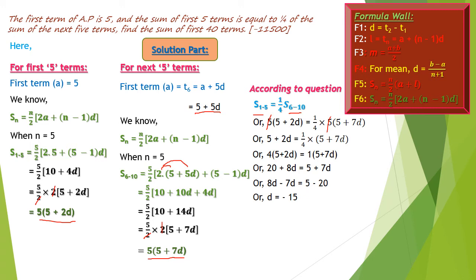So we have the value of a, we have the value of d also, so we can easily find the sum of 40 terms. a is equal to 5, d is equal to minus 15, n is equal to 40. So we can use our formula 6.